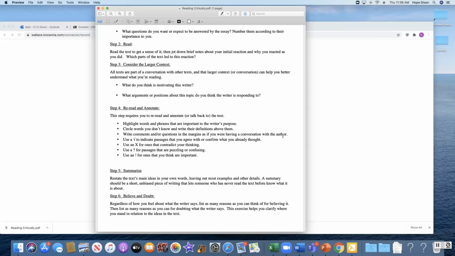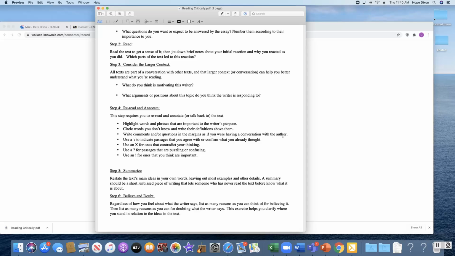Write comments or questions in the margins as if you were having a conversation with the author. Maybe use a check to indicate passages you agree with, an X for passages you don't agree with, a question mark for passages that are confusing to you, and maybe an exclamation point for ones you think are important. The bottom line in this step is to figure out the writer's main idea and this writer's supporting points, and to begin thinking a little bit about how you feel about what the writer's saying.